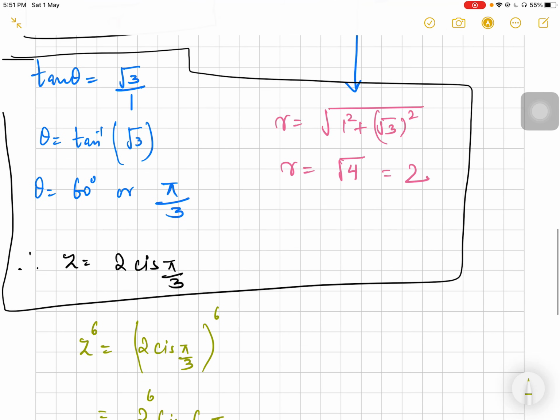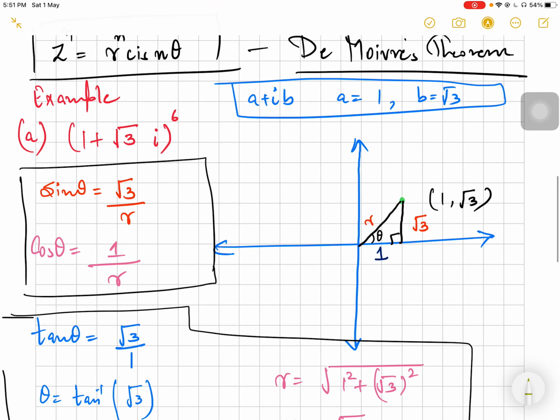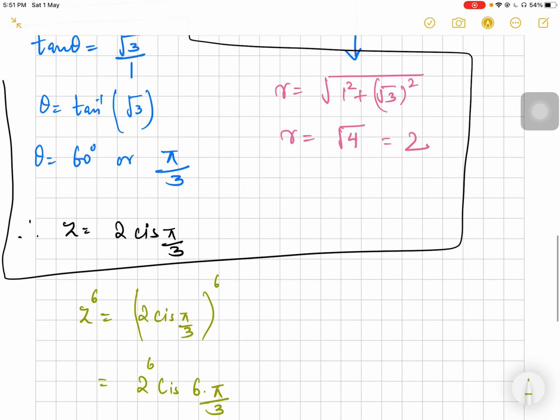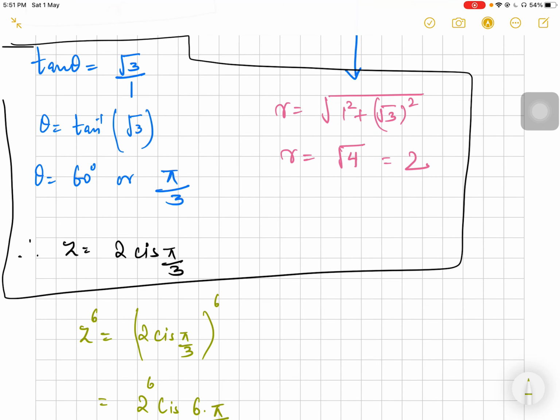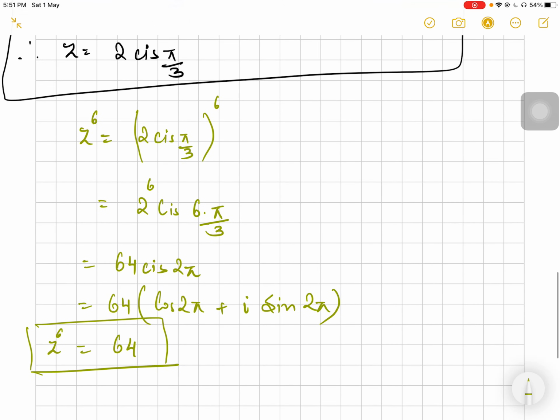So this is how we can calculate different powers of different complex numbers using De Moivre's theorem. First convert the given complex number into its polar form, then for the necessary power, apply it on the modulus and the argument, and that's the answer.